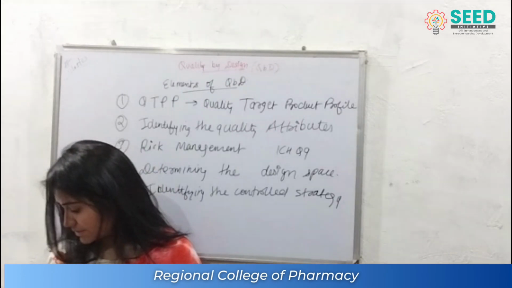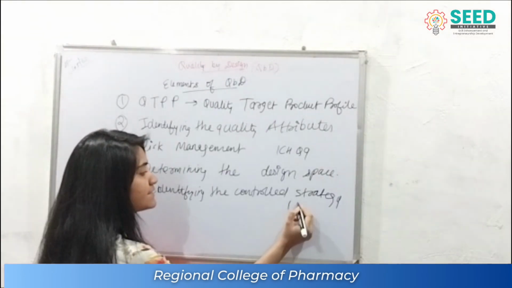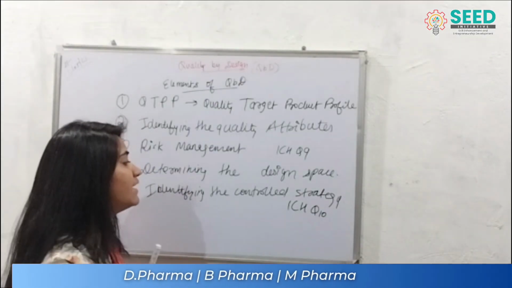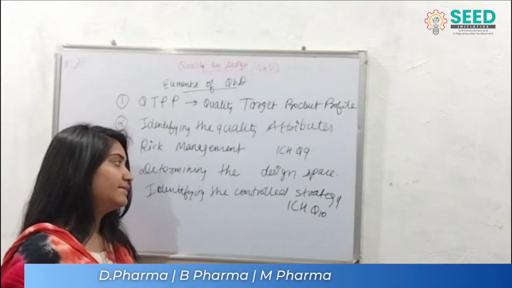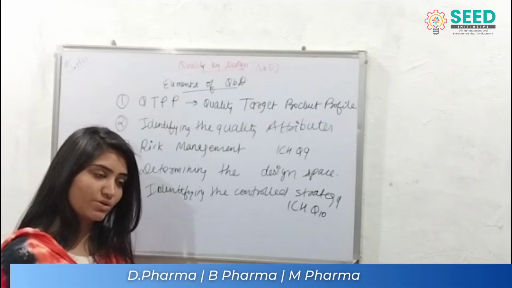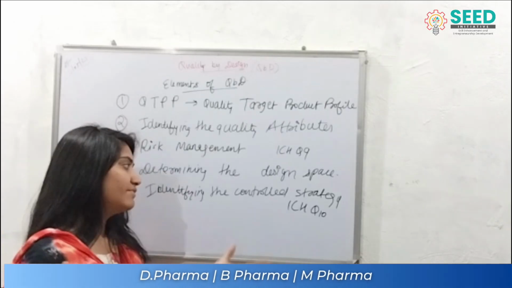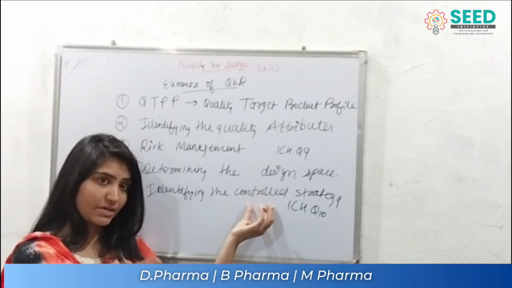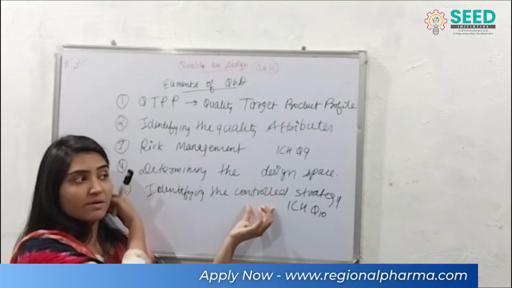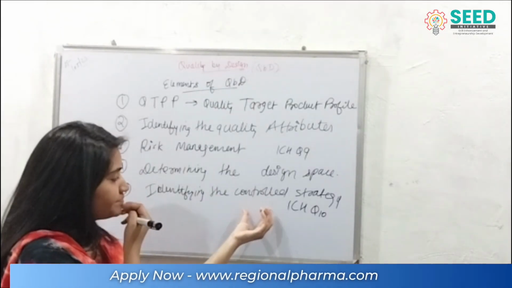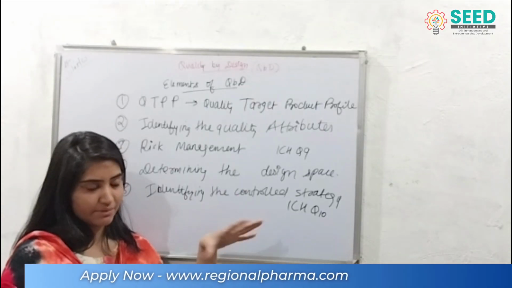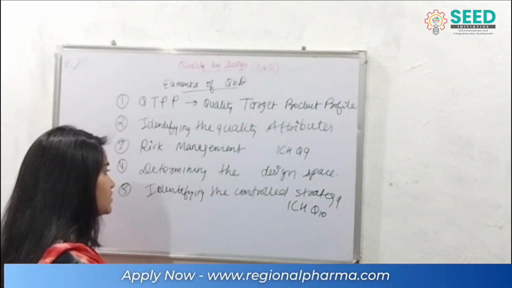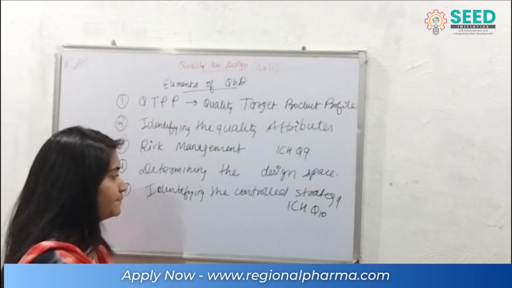This strategy is given by the ICH guideline Q10. It is given by ICH Q10 that we have to check and assure the quality at each step. We have to make it controlled. If it is not controlled, we have to first control it, correct it, and only then can we go forward. So identify the control strategy.